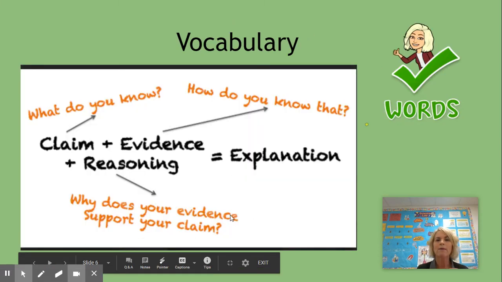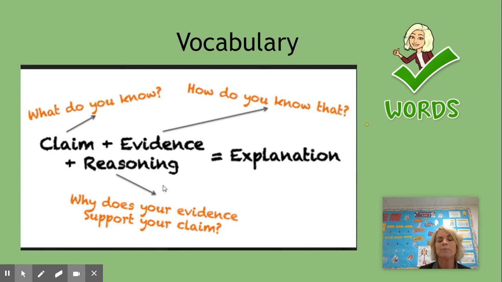So, claim, evidence, and reasoning. These are our vocabulary words for today. A claim is, what do we know? Evidence, how do you know that? And then reasoning is, why does your evidence support your claim? How does that evidence support your claim? What's the scientific reason? See, reason. Why this is happening. So why did this balloon get bigger and bigger and bigger as I blew it up? Because I moved the air from me into the balloon, and that air is a gas, and a gas takes up space, and it made the balloon expand.